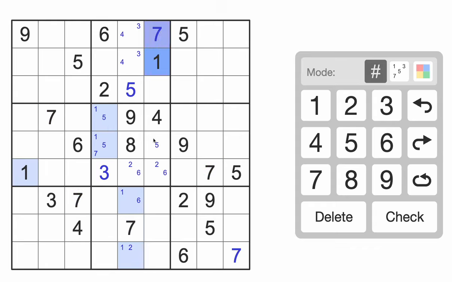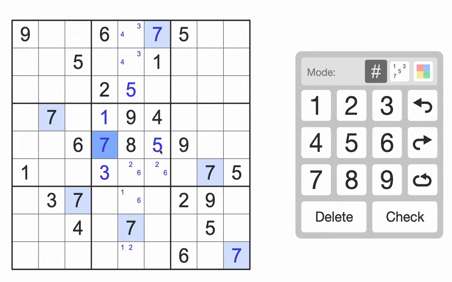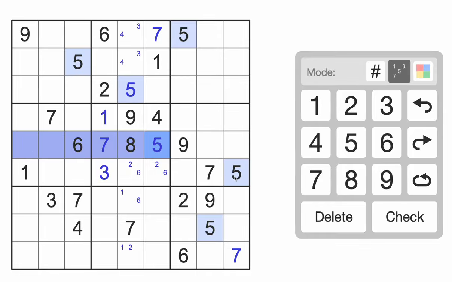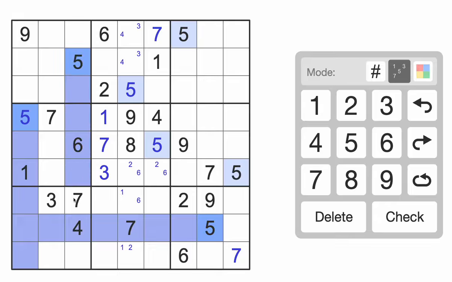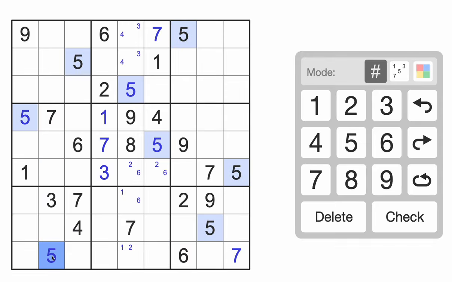And now 1 and 7 block this cell. Gives me 5 here. 1 and 7. That gives me 5 in box 4. 5, 5, 5. And that gives me 5 in box 7. And that gives me 5 in box 8.